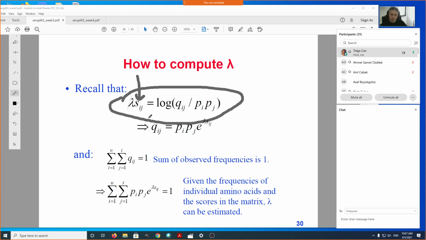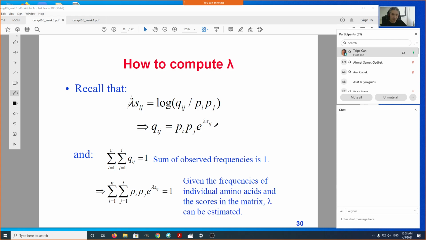And from this, you can take e to the power of both sides, and you're going to get Qij equal to Pi times Pj e to the lambda Sij. So all the Sijs are known. Our goal from here is to figure out what lambda is for a given scoring matrix with values Sij.